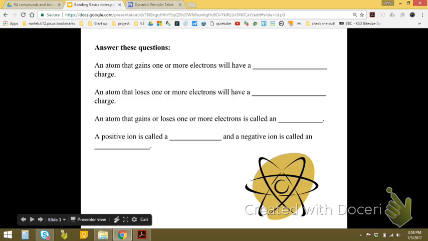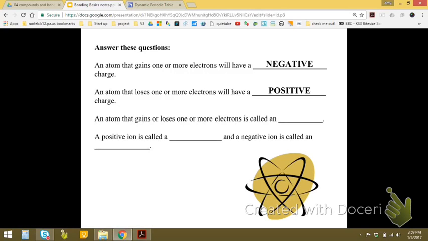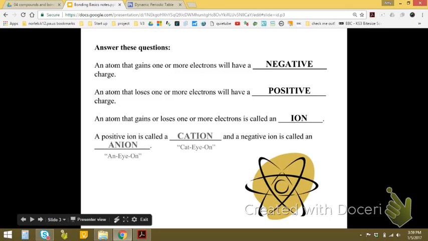So moving to the next step in the process. An atom that gains 1 or more electrons is going to have a negative charge. An atom that loses 1 or more electrons will have a positive charge. An atom that gains or loses 1 or more electrons is called an ion. And we know that a positive ion is called a cation, while a negative ion is called an anion.